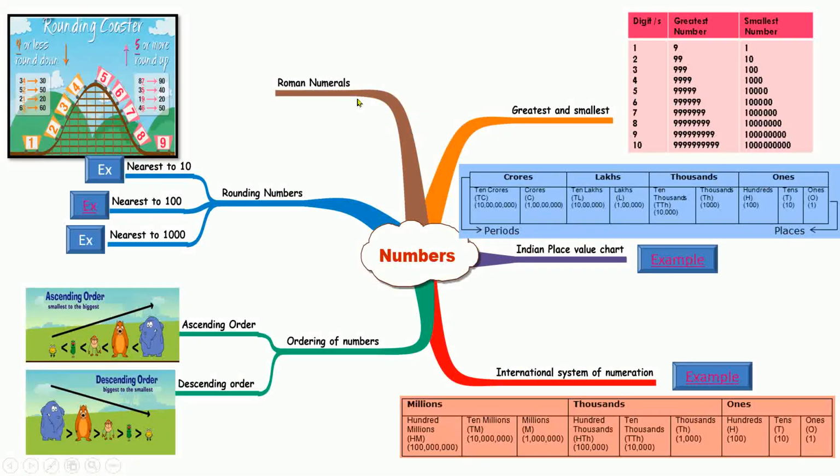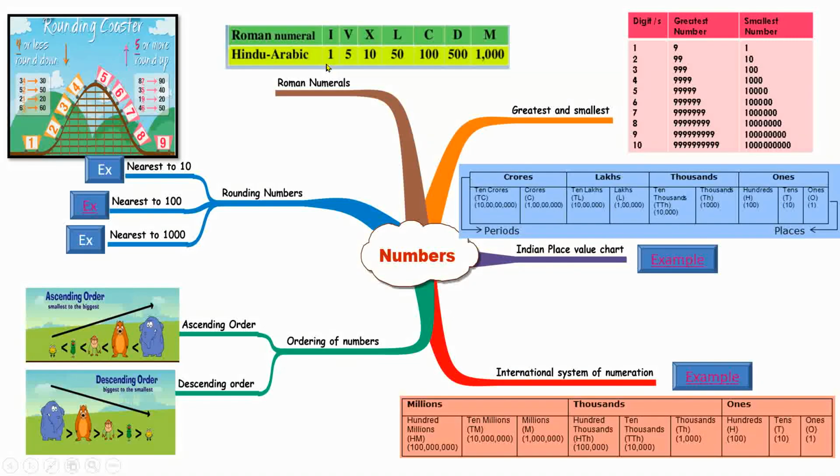Next concept is Roman numerals. The ancient Roman civilization had developed their own way of writing numbers using certain symbols called Roman numerals. Sometimes we see these symbols on the faces of clocks at railway stations and bus stations. In certain books, preliminary pages and lists of questions are also numbered using Roman numbers. Here, the Roman numerals with their corresponding Hindu Arabic numerals are given. Using these symbols, we can write Roman numerals up to 100 by adopting certain rules.